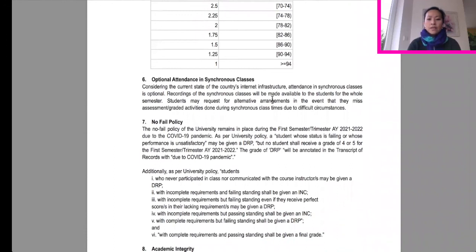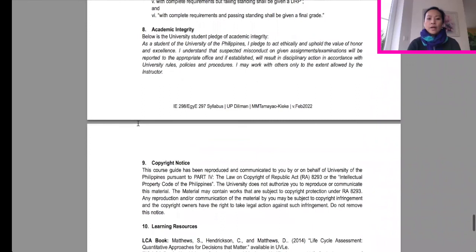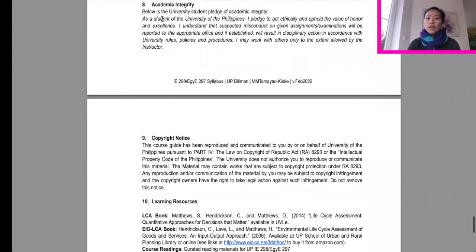Number 6, I think, is still relevant. I will have to check on number 7 about the no-fail policy. This might have changed already. Okay. Let's move on to number 8, academic integrity. Please don't violate this. Okay, sadly, I have caught some students in recent semesters who have violated this, and I had to take action. So I don't want to encounter the same problem again.